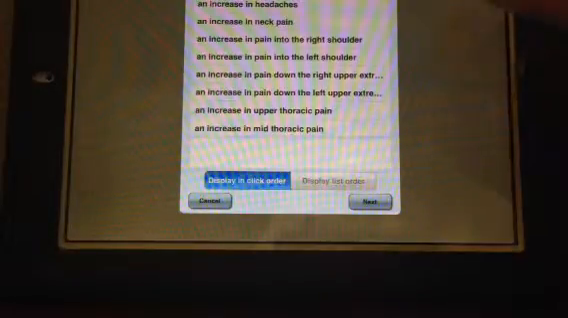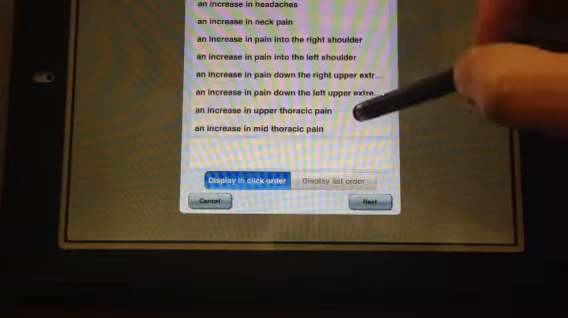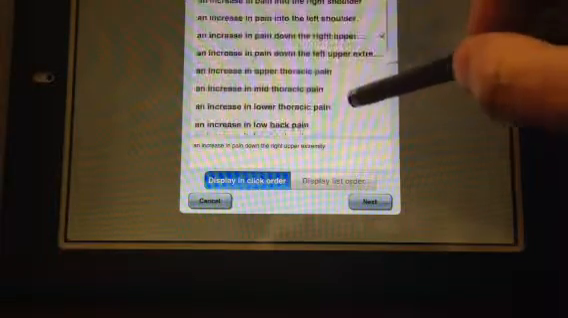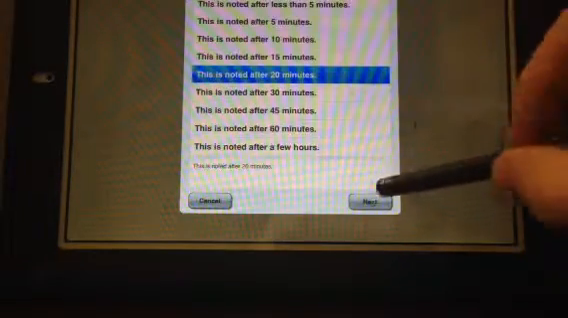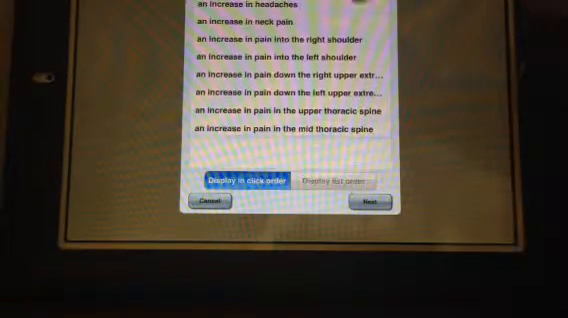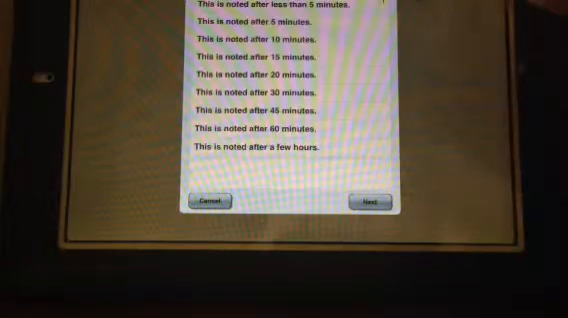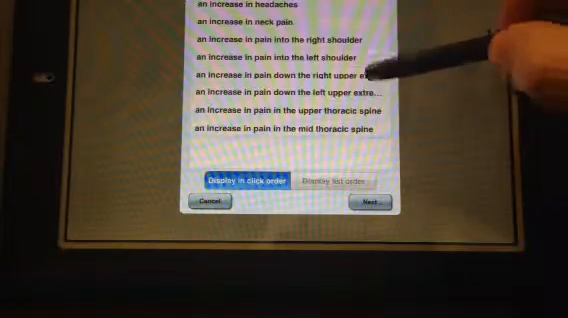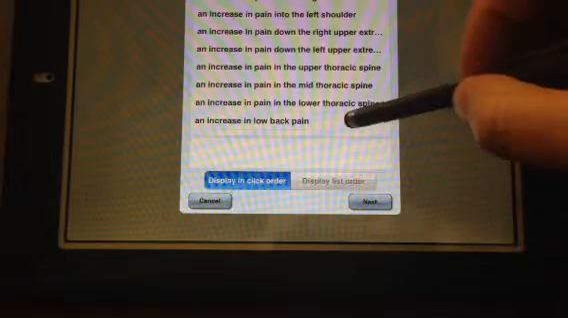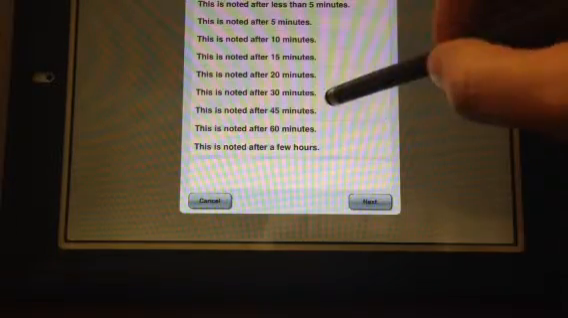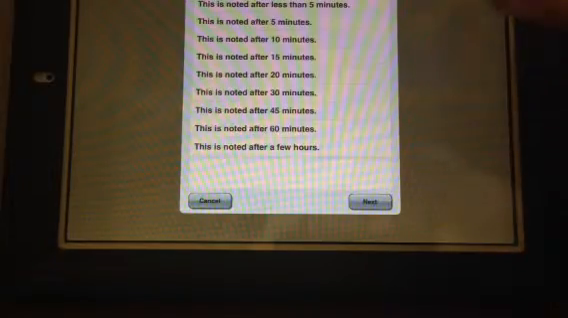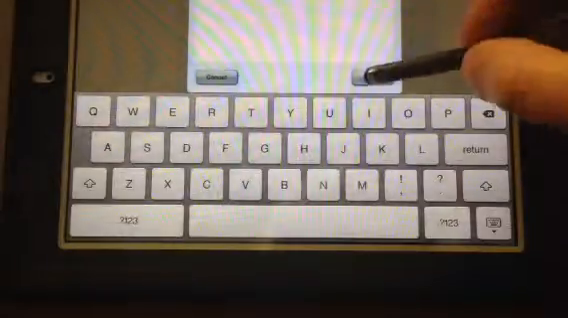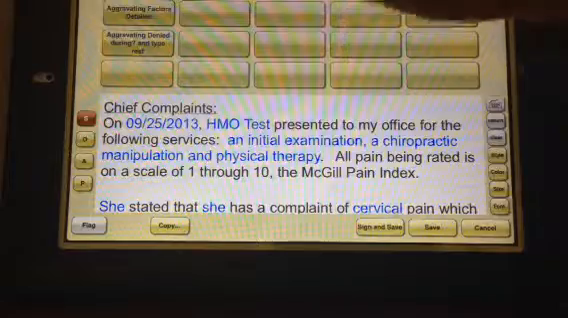Let's go over here. We're going to say the aggravating factors: does standing aggravate? Standing aggravates the low back after about 20 minutes. We're going to say that walking does not cause any aggravating factors, and we're also going to say that sitting causes pain in the low back after about 30 minutes, and that there are no aggravating factors with bending. We're not going to add any additional comments about it right now, and we're going to come out of here.